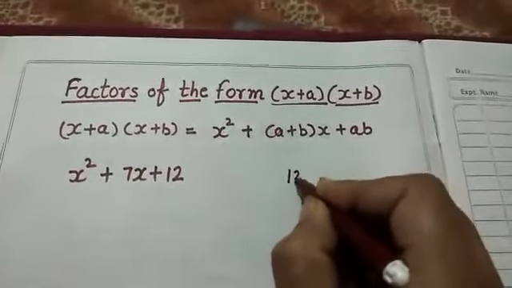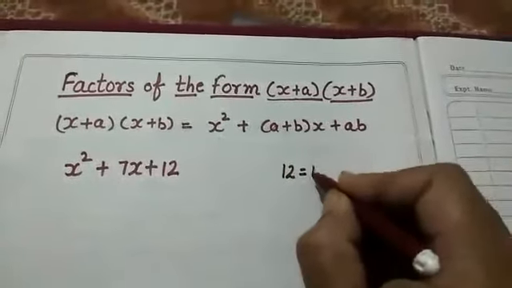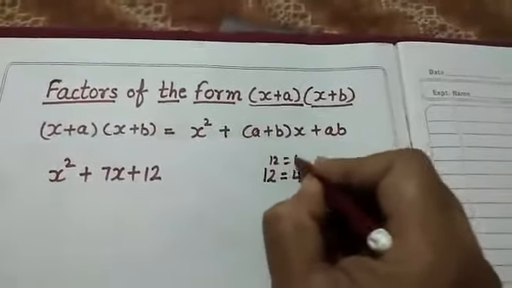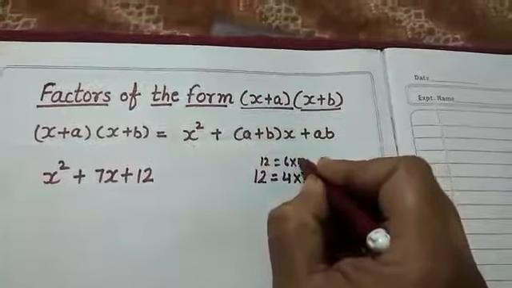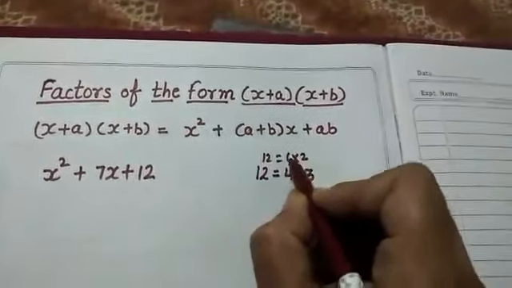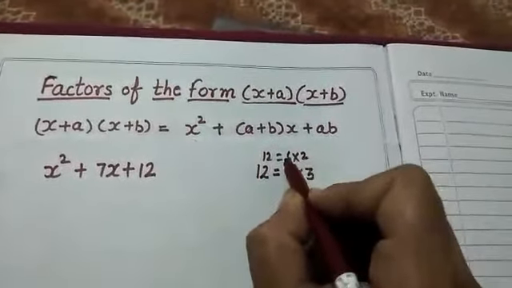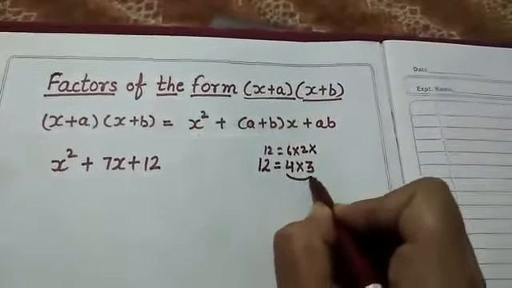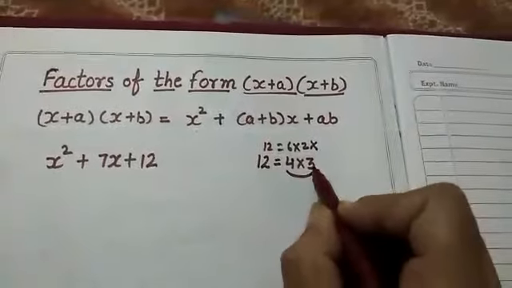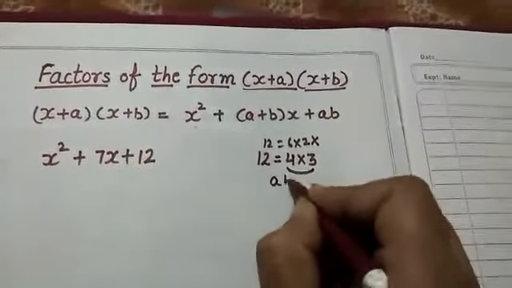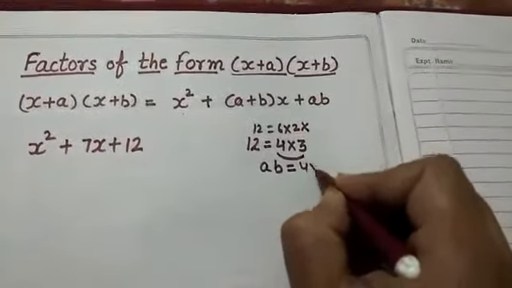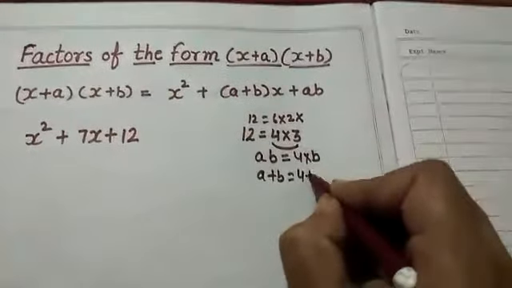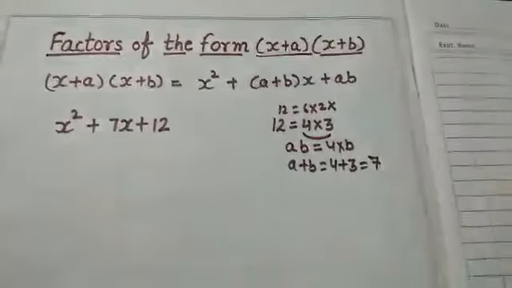So factors of 12 are 4 into 3. There are other factors also, just like 2 into 6. But when we add 6 plus 2 we get 8. So we'll not use this factor. We'll be using the other pair of factors, that is 4 into 3. Means for ab we have 4 into 3, and for a plus b we have 4 plus 3, that is 7.